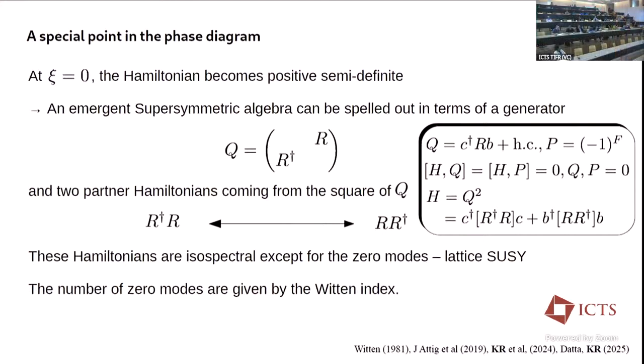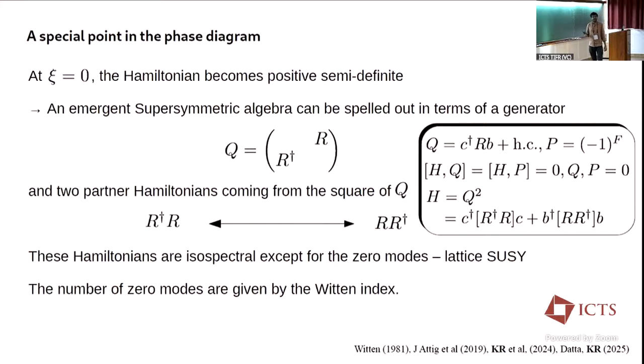So what's the C and B here? Good question. To understand this algebra, C are the fermionic operators, B are the bosonic operators. But for me, the C and B can essentially be thought of as two different lattice sites of a bipartite lattice. In that sense, this Hermitian form of Q can be thought of as a block Hamiltonian on a bipartite lattice, which I'm squaring to get two distinct Hamiltonians. One is R dagger R, and the other is RR dagger.